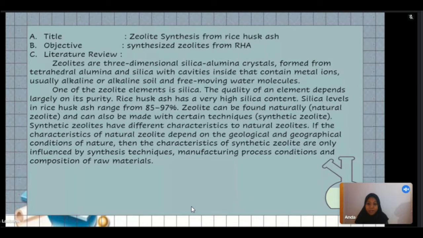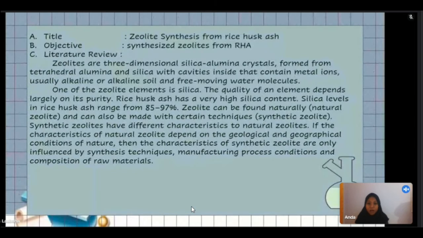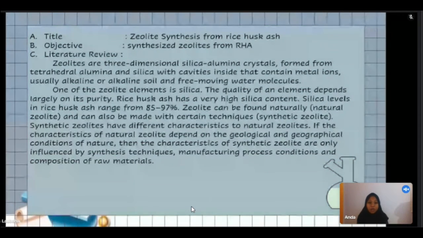Zeolites are three-dimensional silica alumina crystals formed from tetrahedral alumina and silica with cavities inside that contain metal ions, alkaline or alkaline earth, and free-moving water molecules. One of the zeolite elements is silica. The quality of an element depends largely on its perceived rice husk as a very high silica content.